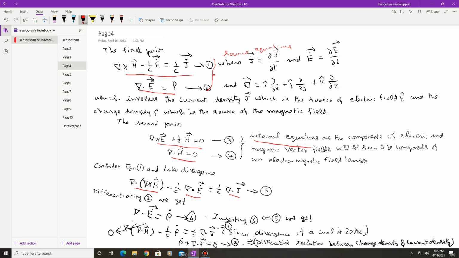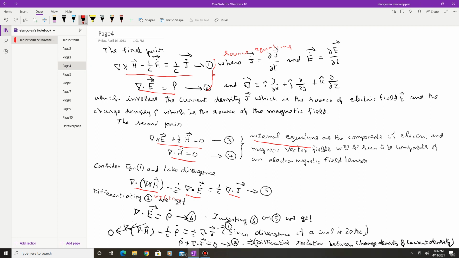Now similarly, take the second equation, the divergence of E, and differentiate the equation with respect to time. The divergence of E dot is equal to rho dot. So this is equation 6. So we have two equations, 5 and 6.